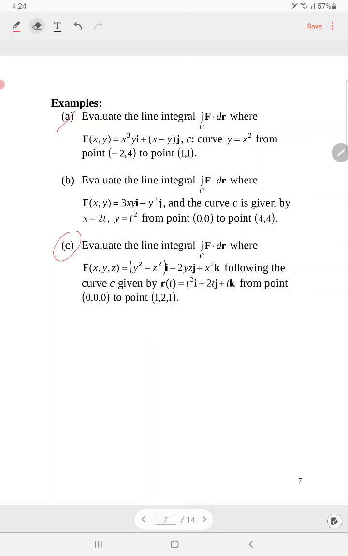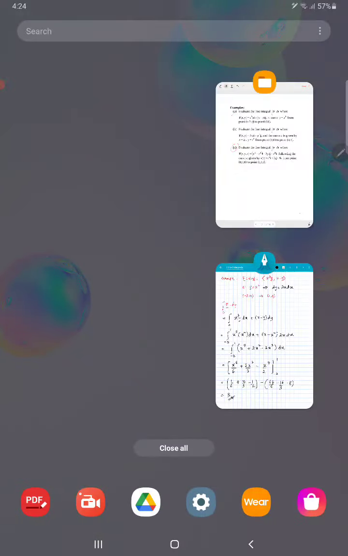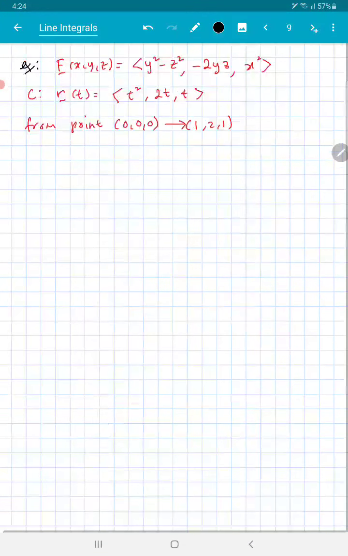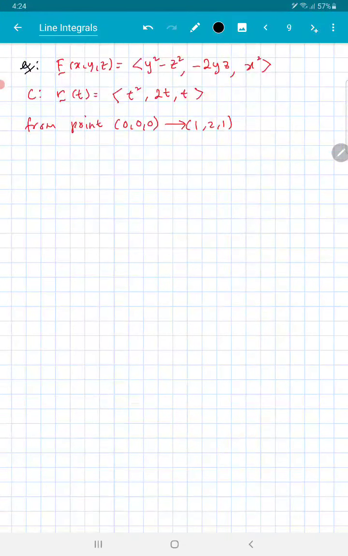Okay, so here we are asked to evaluate F dot dr. This is our F, and this is our curve C given in vector valued function. And our initial point is at (0, 0, 0) and destination point is at (1, 2, 1). Okay, so this is our vector field F, and here we have a vector valued function r representing the curve.